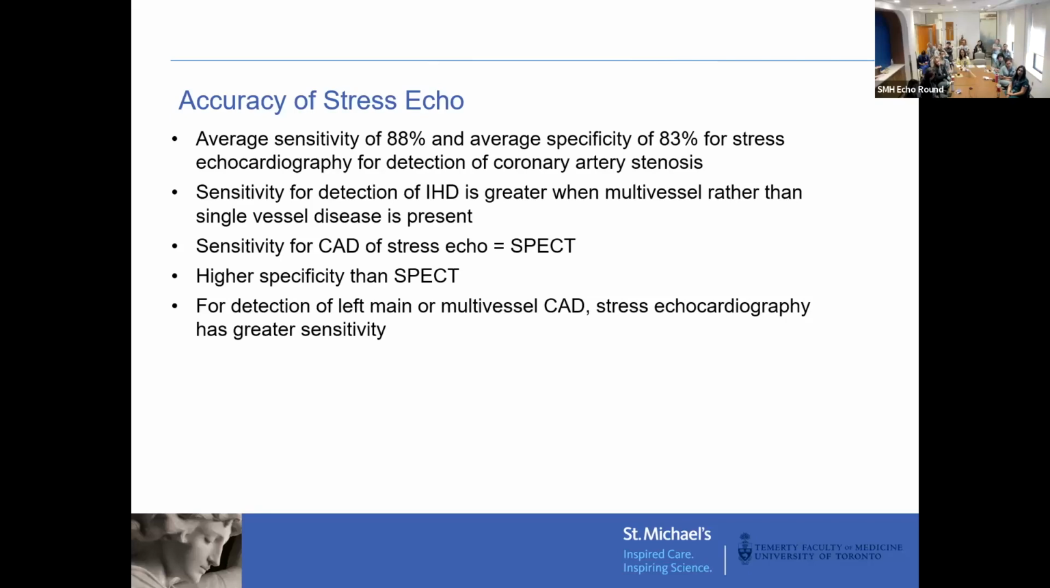The sensitivity for stress echo is at least equal to nuclear, but it has higher specificity than nuclear testing for coronary artery disease, particularly when it comes to left main or multivessel coronary artery disease.